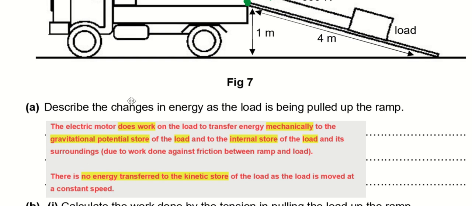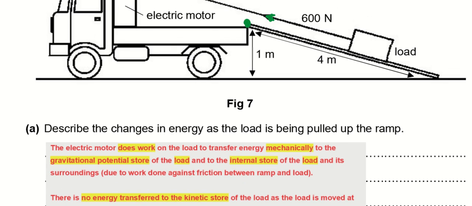So we start off with the electric motor doing work on the load, right? Because it's pulling the load up with a force, and the load moves in the direction of the force. Therefore, there's work done on the load, and this is by mechanical method. So this is the mechanical pathway. And what is this energy that's being transferred to the load? It is being transferred to the gravitational potential store.